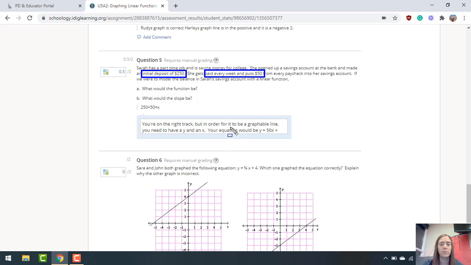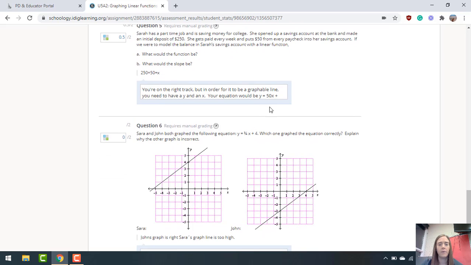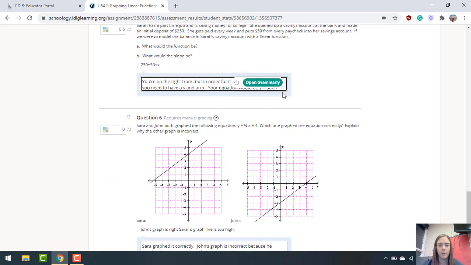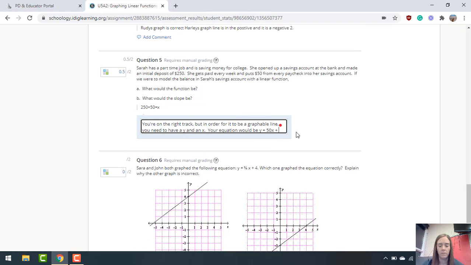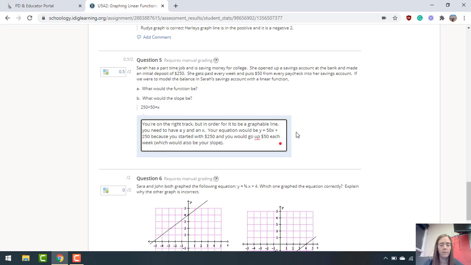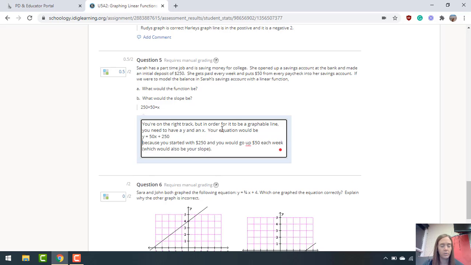And so that's why your equation is going to be, if you look down here, you need to have the y equals 50x plus 250. Okay, and it's kind of hard to see here. But this would be your equation right here. Okay, so 250 is your starting point, so that's like your y-intercept. And then the 50 over 1 is your slope, so that goes in front of the x. Okay, and that would be your slope.